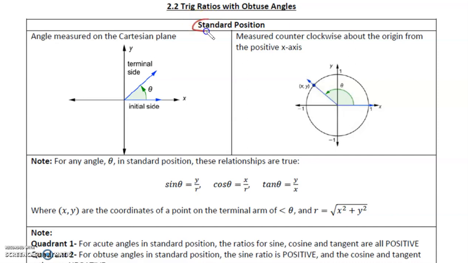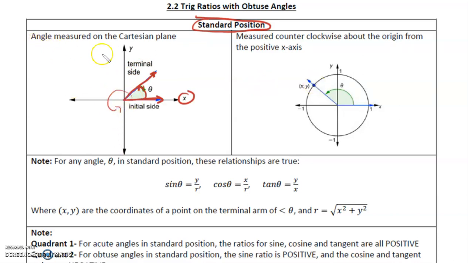So first we're going to talk about standard position, and for the scope of this course we're going to put all of our angles in standard position. This is when our angle is situated so that the initial side is laying right on the x-axis, if we're talking about a Cartesian plane, and then the angle goes up to some terminal arm, and it rotates counterclockwise. So all of our angles are going to rotate this way.